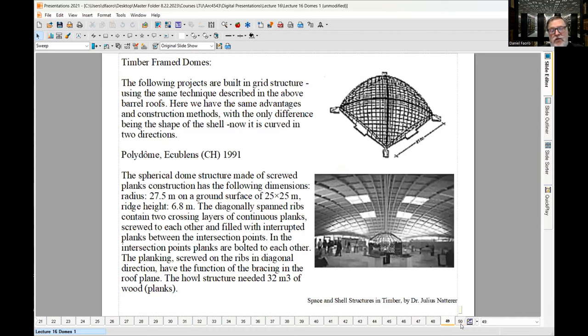This is Julius Natterer, Swiss engineer, famous for all of his innovations in wood. Poly dome in 1991. Sort of like a large groin vault, if you will, you can see on the upper right-hand side. 227.5 meters on the ground, almost 90 feet. And height is 6.8 meters, almost 30 feet. And here are the ribbing elements that make up the dome and the wood paneling elements that make up the sections of the panel.